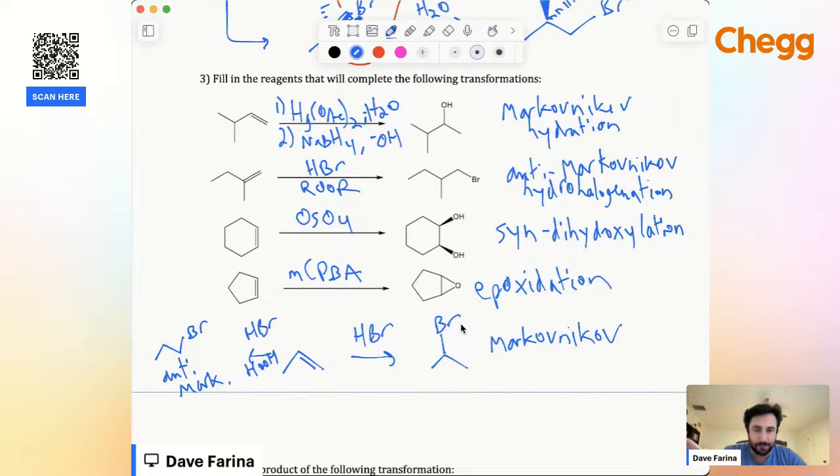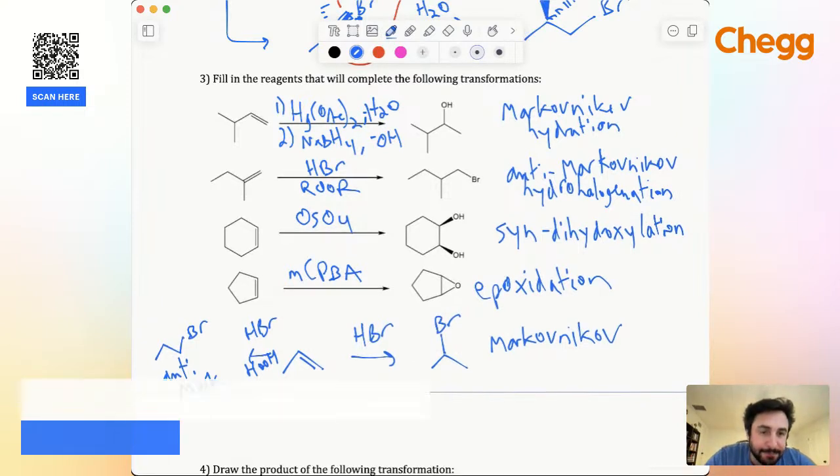So as simple as can be, Markovnikov is when the incoming group goes to the more substituted carbon, and anti-Markovnikov is when it goes to the less substituted carbon. I hope that is clear. It can't get any clearer than that.